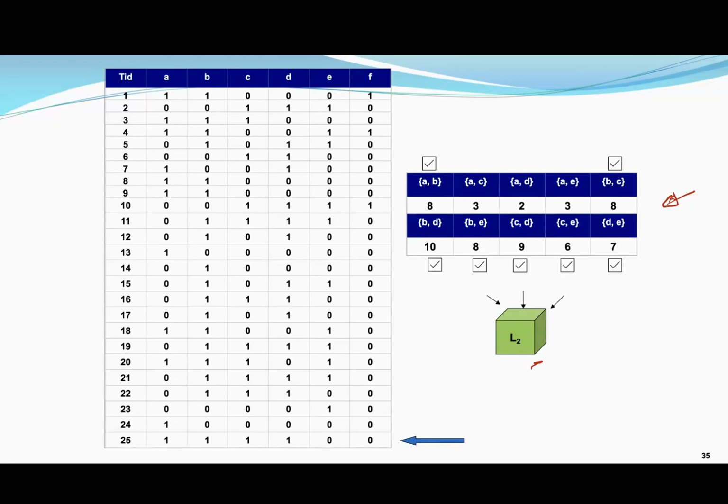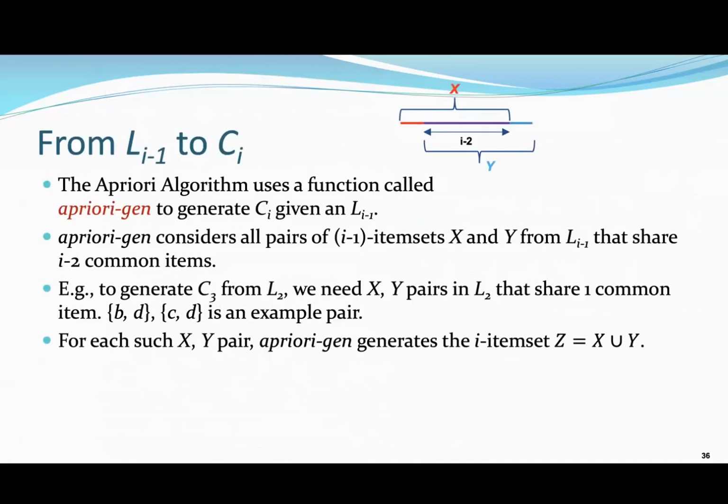With L4, we do some joining to get C5, scan the database to check the support count of those items in C5 to obtain L5, and so on, right? So these are the iterations that we mentioned. Now, one thing that Apriori does, what we call pruning, is how it applies the Apriori property. And this is how the Apriori algorithm works.